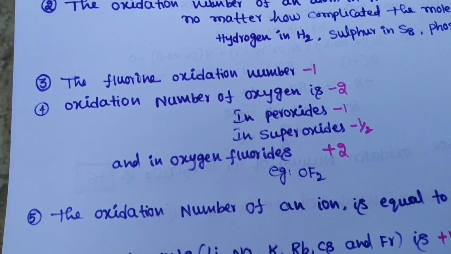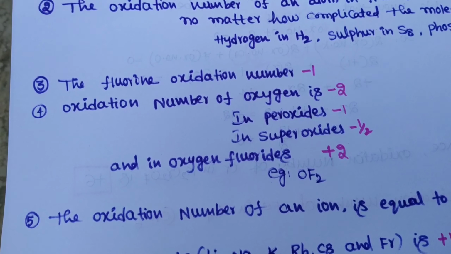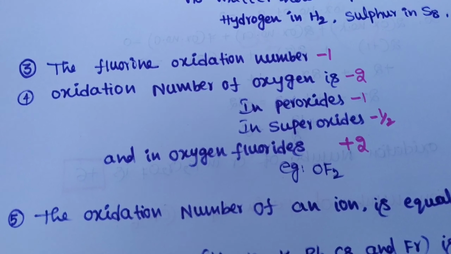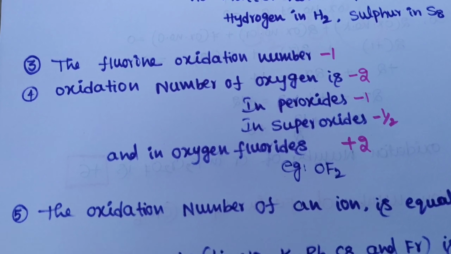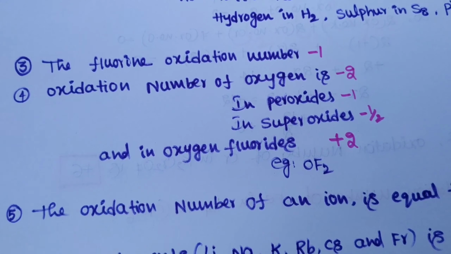The next rule: the oxidation number of oxygen is -2. Generally the oxidation number is -2, but in peroxides the oxygen oxidation number is -1. For example, you have to see H2O2.